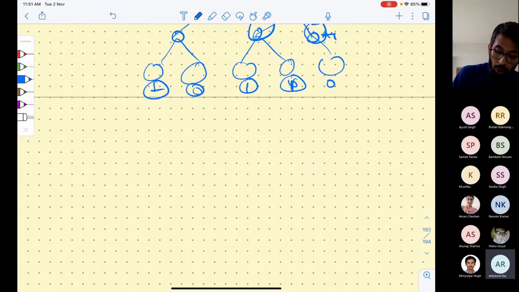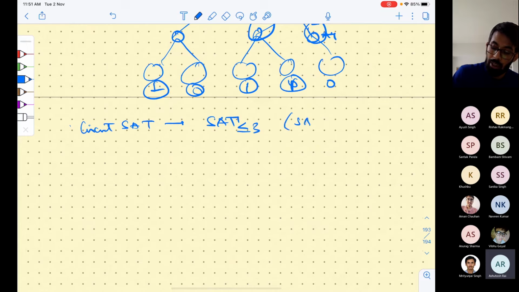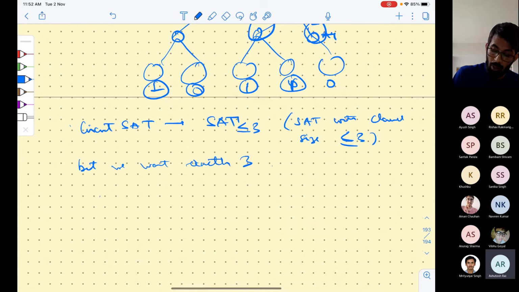But still we have not completely reduced it to 3 sat. So we have reduced circuit sat to a special sat, let's call it sat with at most 3, meaning clause size at most 3, but we want exactly 3. So since reduction is transitive, what we'll do is reduce this to 3 sat.